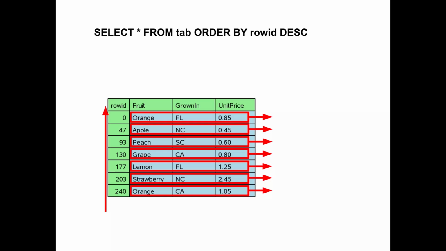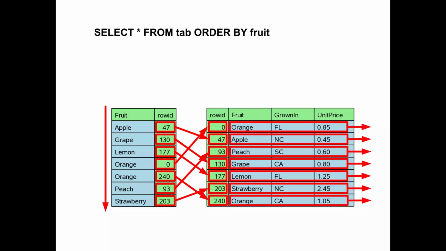But really, nobody cares anything about ordering things by row ID. That's just not an interesting thing. We really want to order by the fruit. So one way you could do this is to use an index. We could use the index on fruit, and we could start at the beginning of the index and just march down through that index and pull out row IDs, and then for every row ID, we could look up that row in the main table and pull that row out.